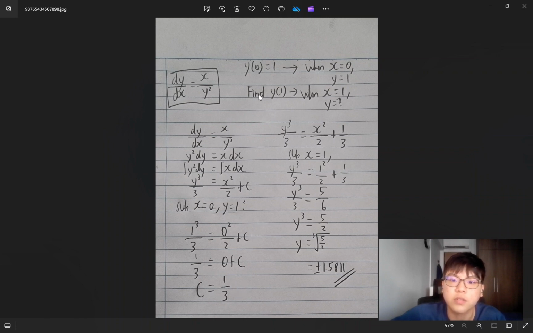We will sub in the constant into our equation here, and what we actually want to find is when x equals 1, what is the value of y? Therefore, we will sub x equals 1 and solve for y. After we have solved, y equals plus minus 1.5811.